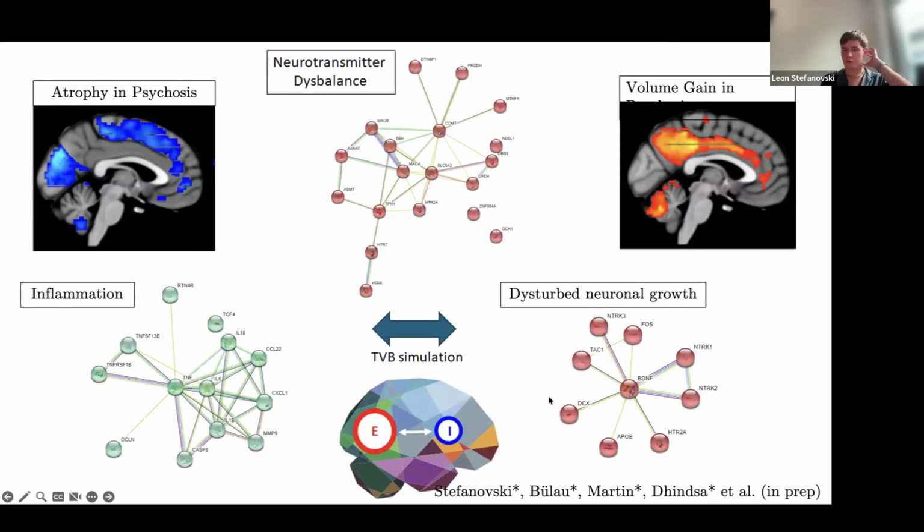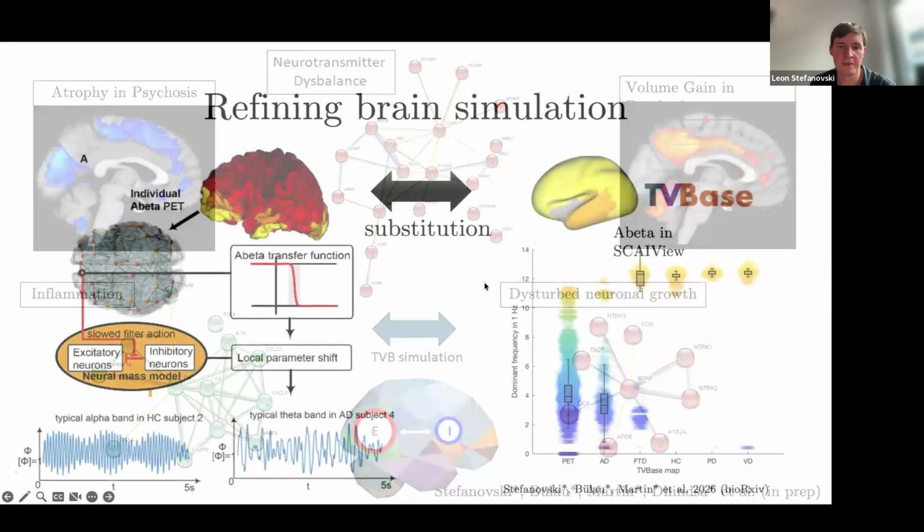What we can also then do, we have not done this yet, but it is planned, is to close the loop here: to take the particular mechanism, for example the inflammation, translate it into a mechanism in the virtual brain, simulate it, and then use the simulation results for the validation of this diagnostic effect. In the end, that would of course be very interesting, because then we would really close the loop and have very strong evidence for this particular mechanism in the disease.